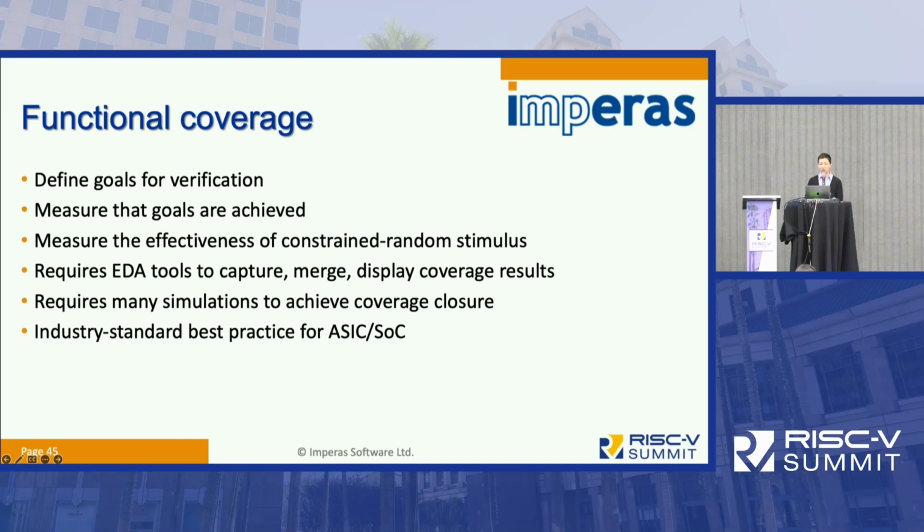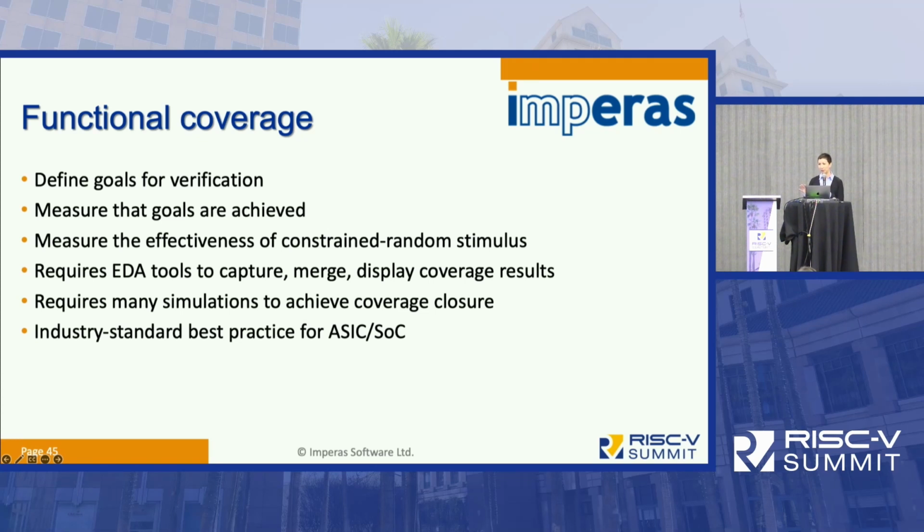Now let's talk about functional coverage. Why do we need functional coverage? As mentioned previously, functional coverage is one method of expressing the goals for a verification effort and measuring that these goals have been achieved. It also enables you to measure the effectiveness of constrained random stimulus.